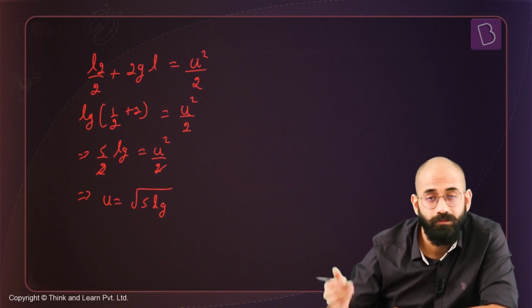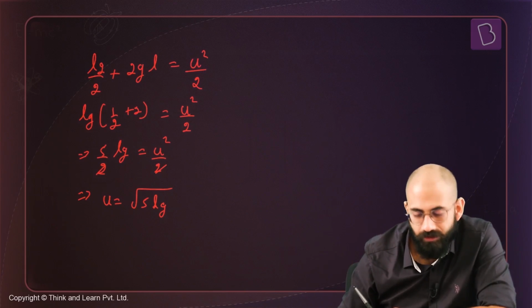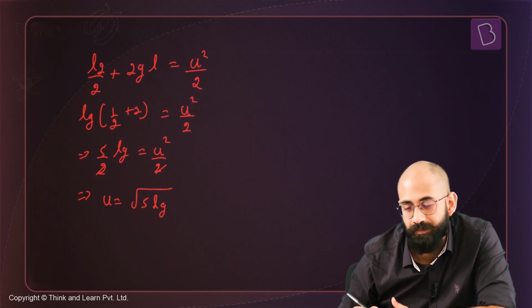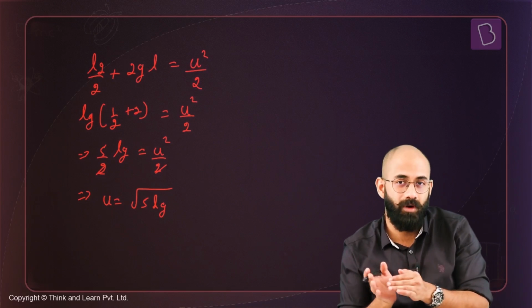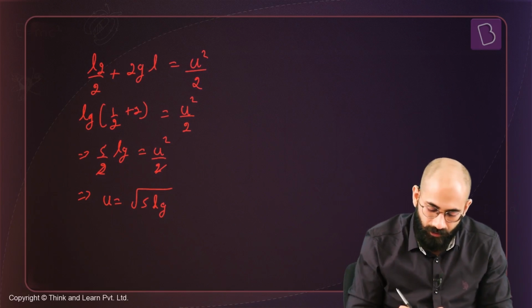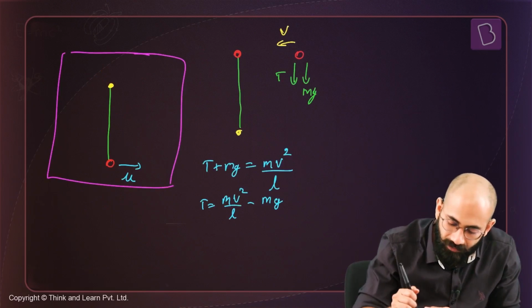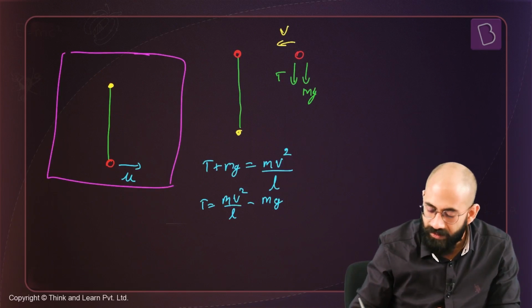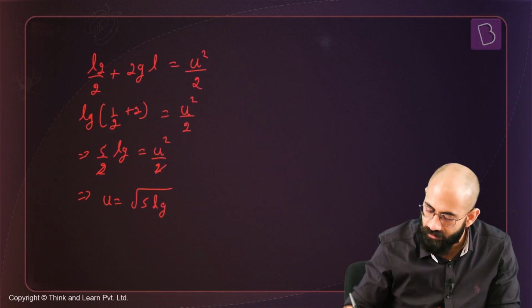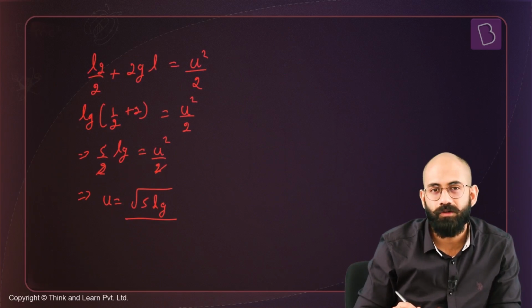Okay, so u is equal to root 5 Lg, and this also means that the initial speed of the point of suspension is the same. What the question asks is not the speed of the ball, because the ball is not getting any speed. What the question asks is what should be the speed of the point of suspension, and that will basically be the same in magnitude, right? So the answer will still be root of 5 Lg.